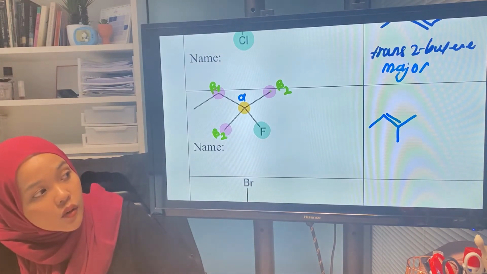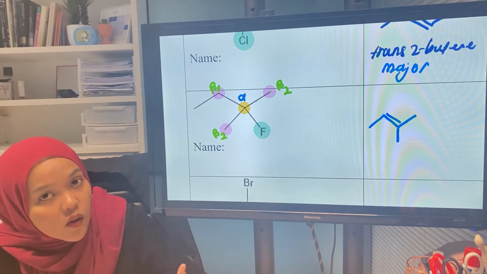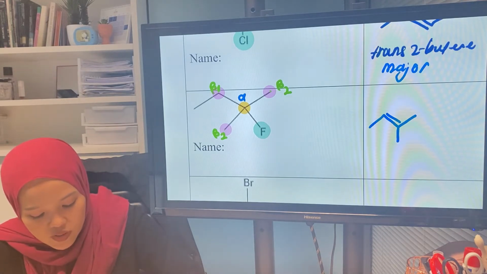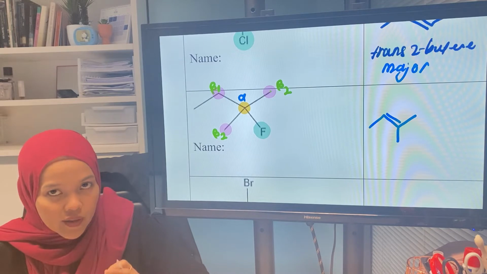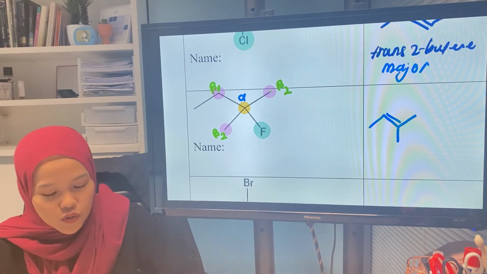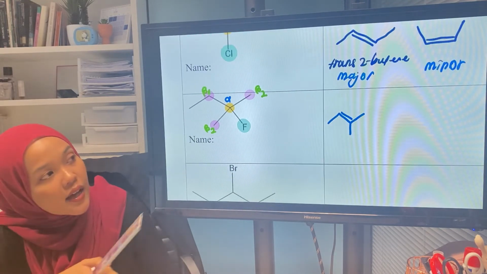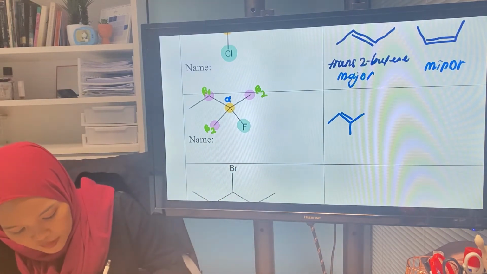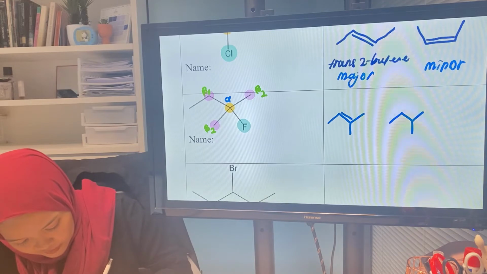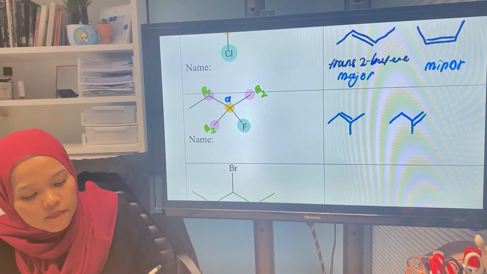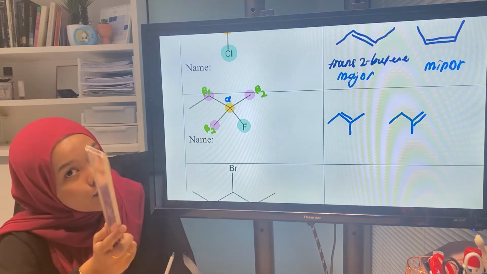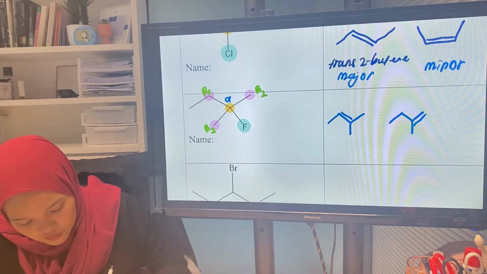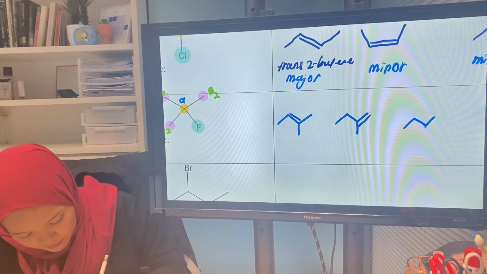Is it going to have any cis or trans? The answer is no, because there is no stereoisomer here. I hope that is clear for you, because you should know by now. Now let us have a look at between alpha and beta 2 here. So the product is going to be like this, correct? If you want to try, you can look at this alpha and this beta 2.